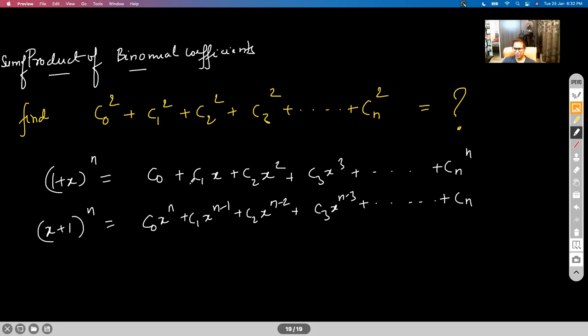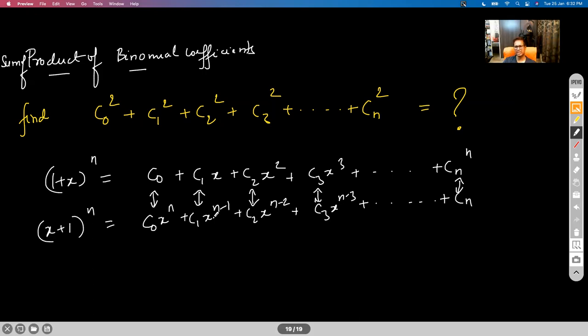Now try to identify that if you want to make C0 square, which two terms you need to multiply? You'll say, sir, obviously these two terms need to be multiplied. Correct. If you want to get C1 square, which two terms will be multiplied? These two terms. Similarly, C2 square, these two terms, C3 square, these two terms, Cn square, these two terms are going to be multiplied.